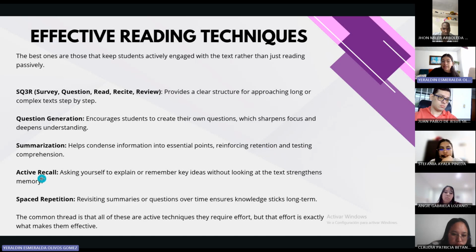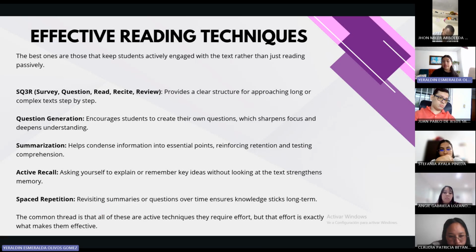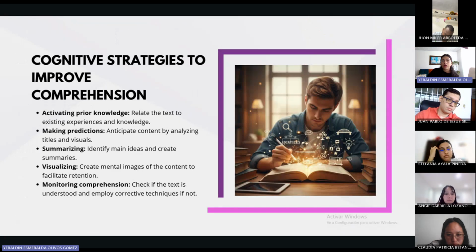Active recall: asking yourself to explain or remember key ideas without looking at the text strengthens memory. Spaced repetition: revising, summarizing, or questioning over time ensures knowledge sticks long term. The common thread is that all of these are active techniques. They require effort, but that effort is exactly what makes them effective.